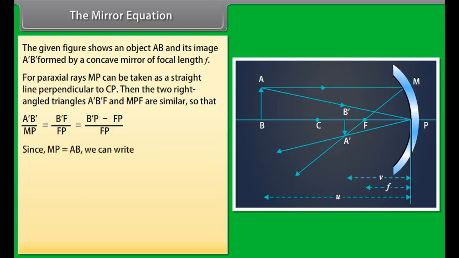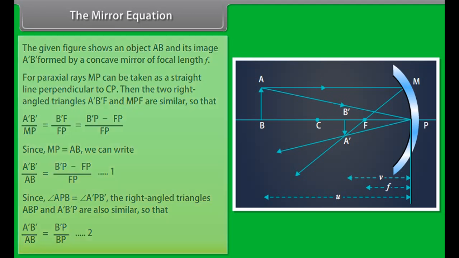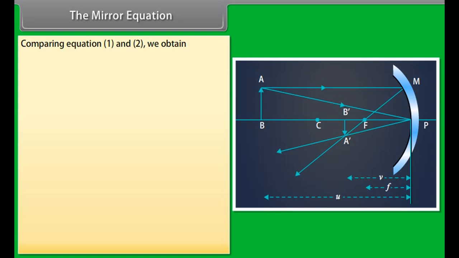Since MP is equal to AB, we can write A'B' by AB is equal to B'P minus FP by FP. Name it as 1. Since angle APB is equal to angle A'PB', the right-angled triangles ABP and A'B'P are also similar, so that A'B' by AB is equal to B'P by BP. Name it as 2. Comparing equations 1 and 2, we obtain B'P minus FP by FP is equal to B'P by BP. Name it as 3.